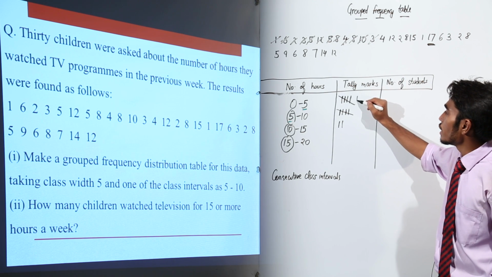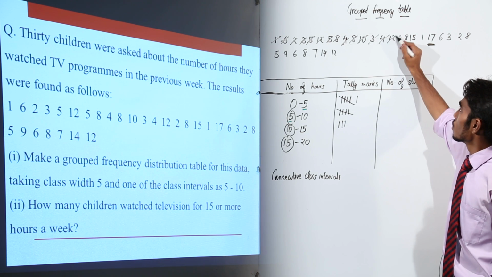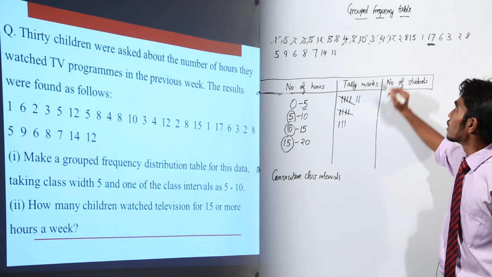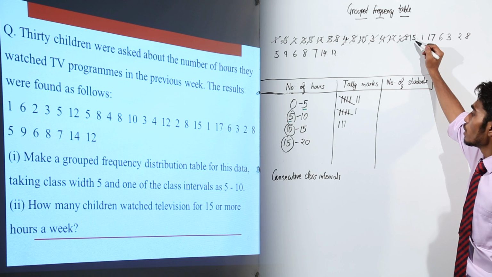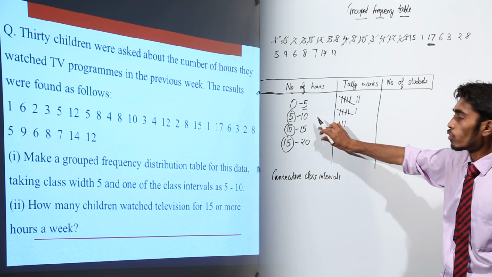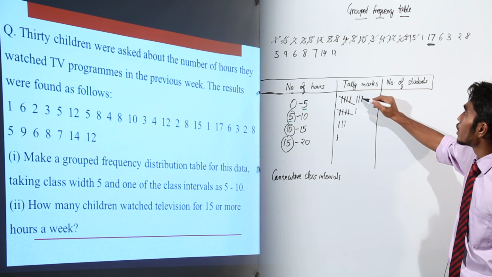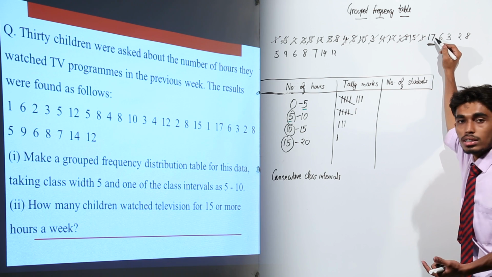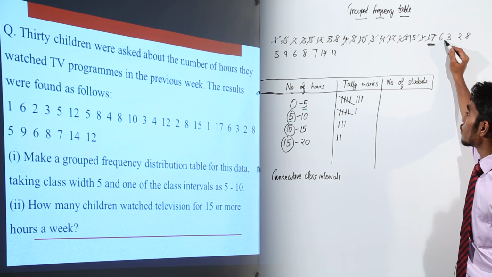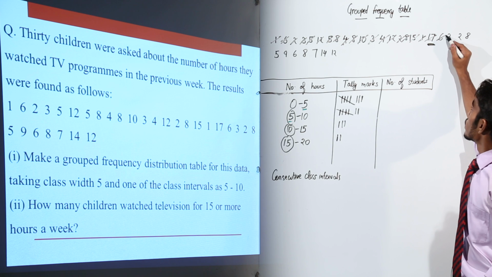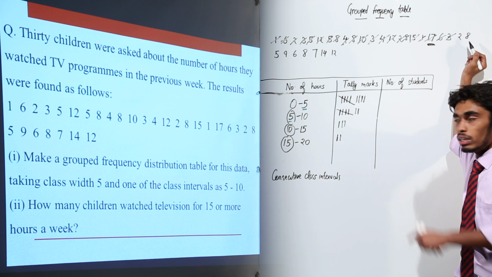4 will fall in this category, 12 will fall in this category, 2 will fall in this category again, 8 will fall in this category, 15 will fall not in this category but in the last category, right? And 1 will fall in the first class interval. 17, which is the highest number of hours, will fall in the last class interval. 6 will lie in this class interval, 3 will lie in this class interval, the very first one, and 2 will lie in the very first class interval.